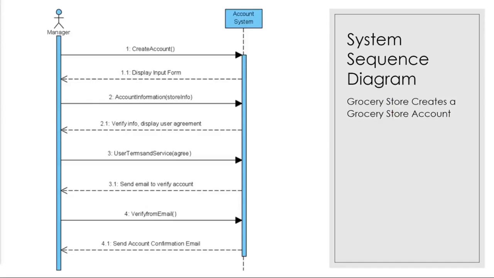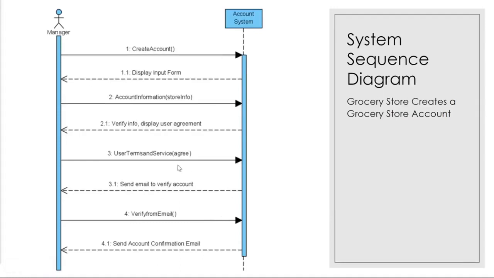The system sequence diagram for this use case: the manager will request to create an account, and then the system will respond with a display form asking for information about the grocery store, such as business name, address, phone number, email. And then once the user fills out that form, the system will reply. We'll check if any fields are invalid, and then if they are not, present the terms and service agreement to the user.